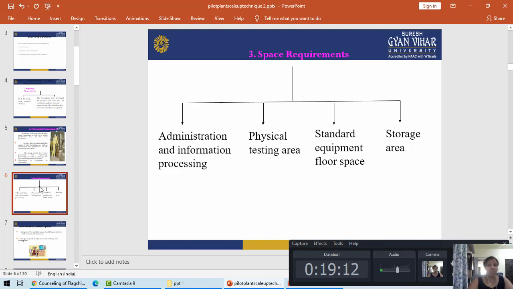So that's why I said that the space requirement cannot be avoided, because if there is no space, there is no work. If you don't have the space for administration, if you don't have the space for the physical testing, if you don't have the space for the equipment, if you don't have the space for the storage area, then you cannot do the pilot plant scale up. So along with the responsibility and the person, the space requirement is also equally important.